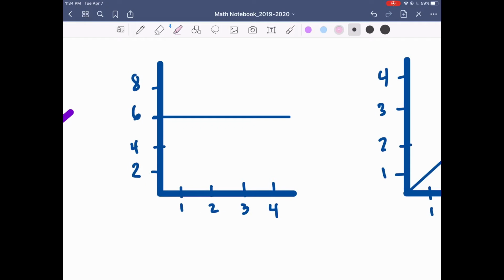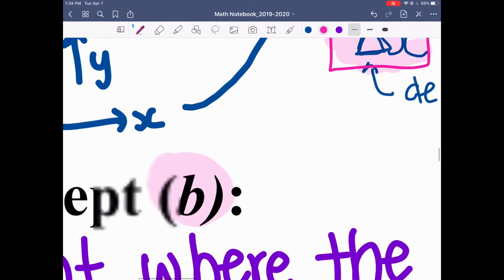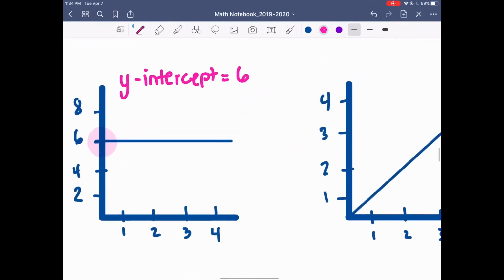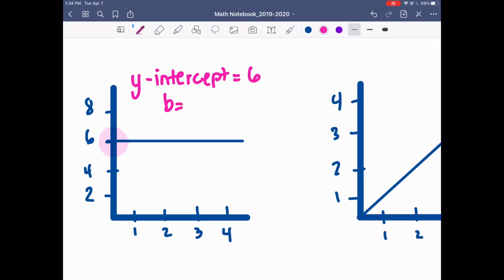That is the y-intercept. So in this graph, this is where it touches the y-axis. So the y-intercept is at the number 6. So the letter that represents the y-intercept is the letter B. So here we would say that B is equal to 6.